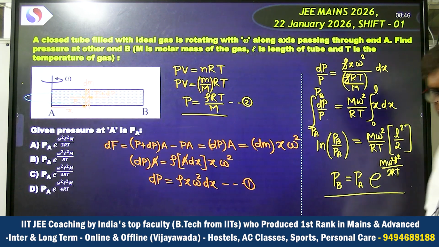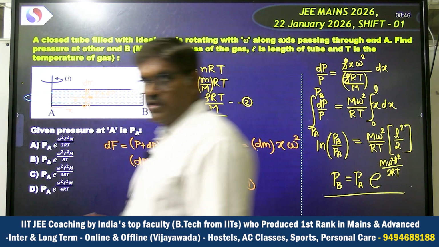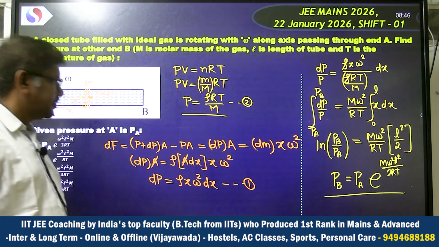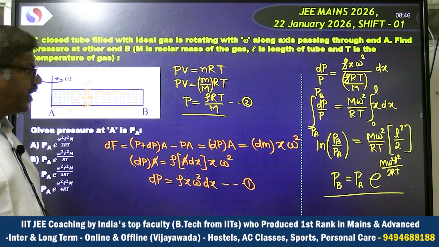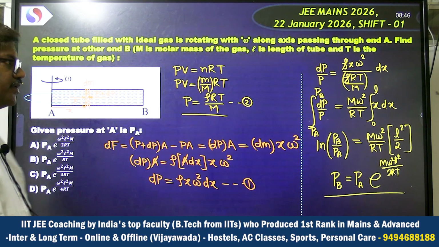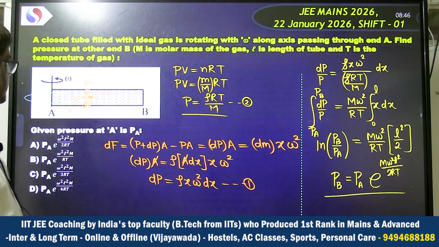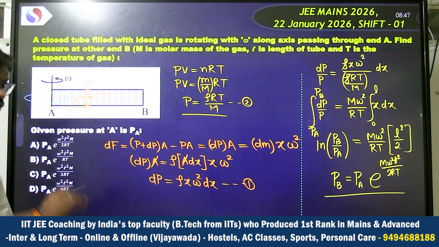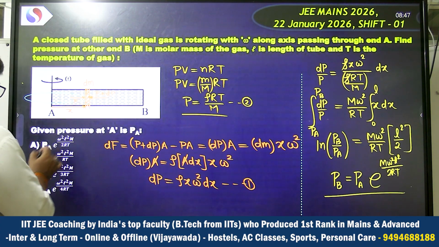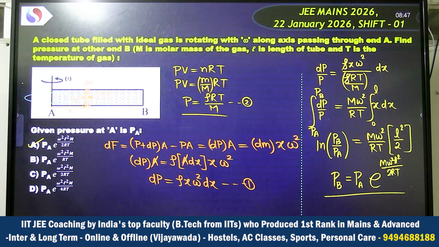is your final answer. I think in the entire question paper, this is the lengthiest question and quite interesting. We can keep it in the tough category according to JEE Main. So the correct answer is A: PA e to the power M omega square L square by 2RT. Okay, let's move to the next one.